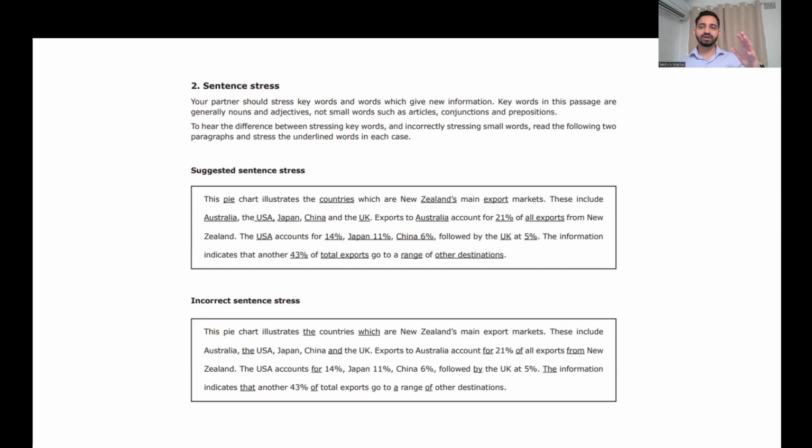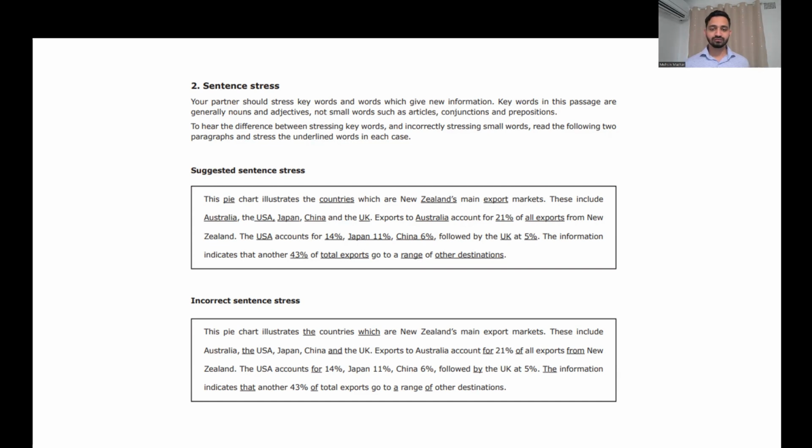Okay, so this is one pattern where you can emphasize the important bits. Now, the incorrect sentence stress would be like this, where you can see the articles are stressed and the prepositions are stressed. You don't want to do that, right? The pie chart illustrates the countries which are New Zealand's main export markets. These include Australia, the USA, Japan, China, and the UK.